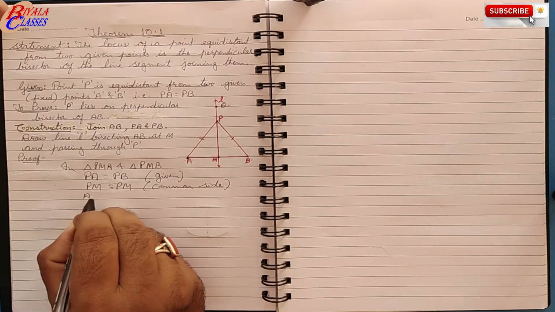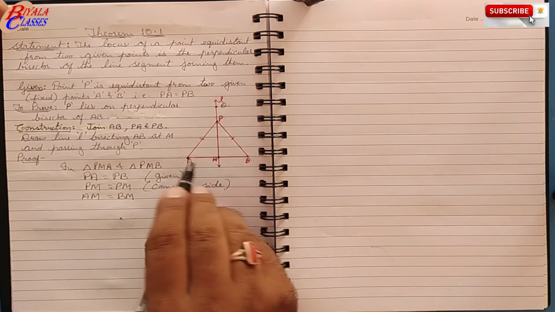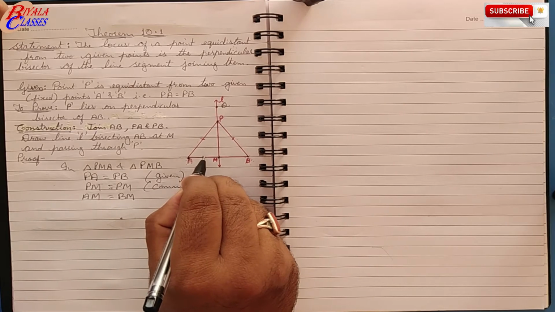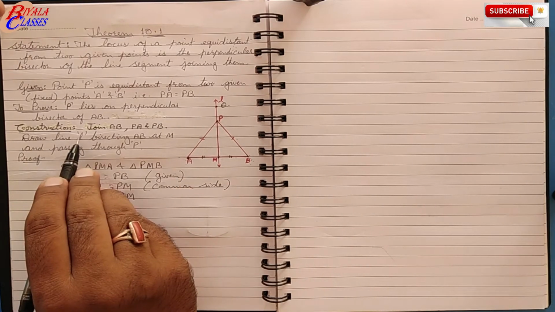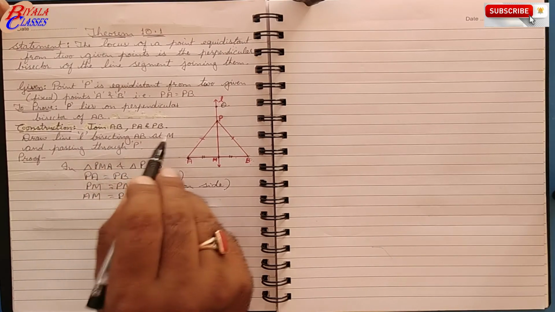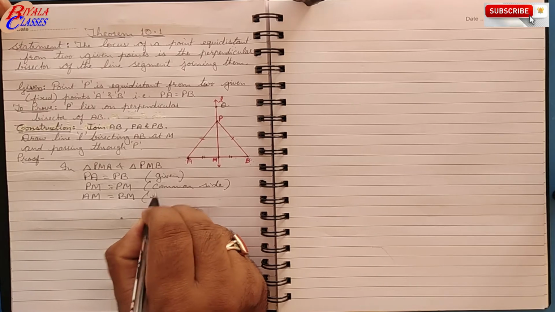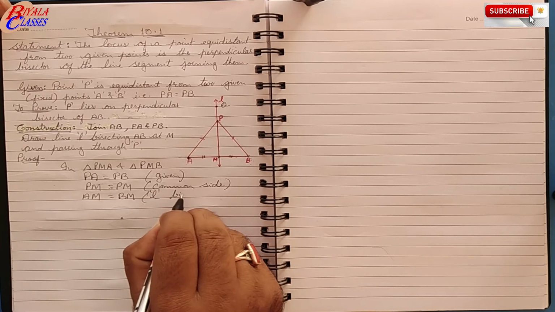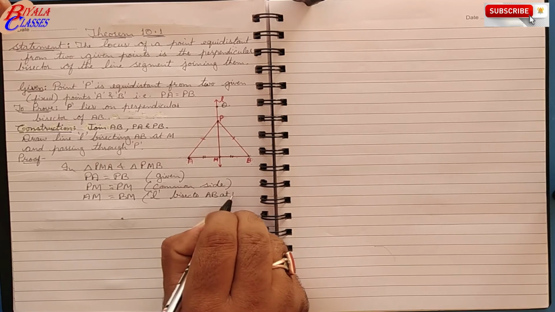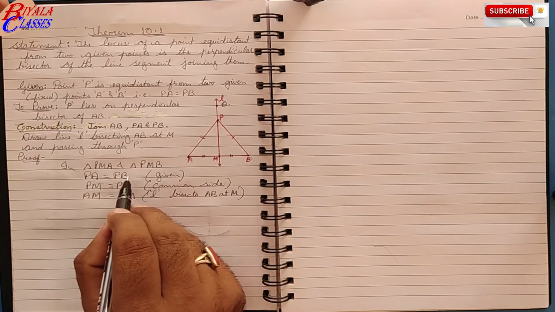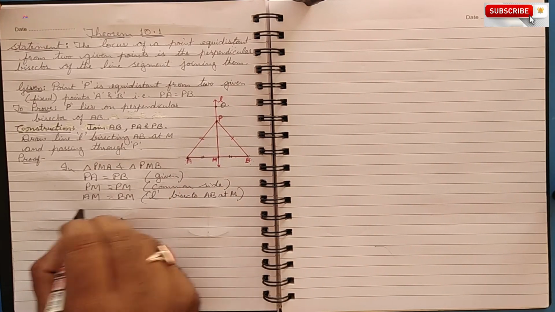And even AM is equal to BM. These two parts are also equal. And why are they equal? Because we had constructed a line L which bisects AB at M. So you can say L bisects AB at M. So if you see here, in both the triangles, all the three sides are equal.